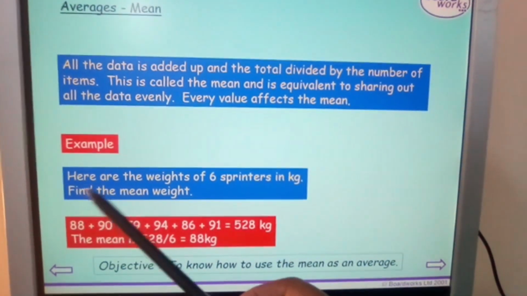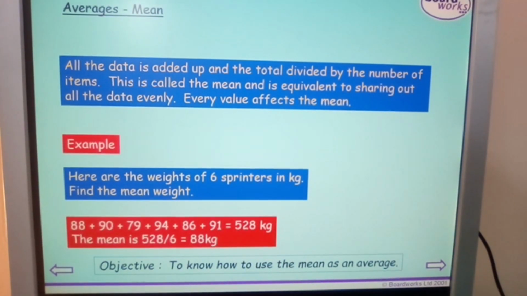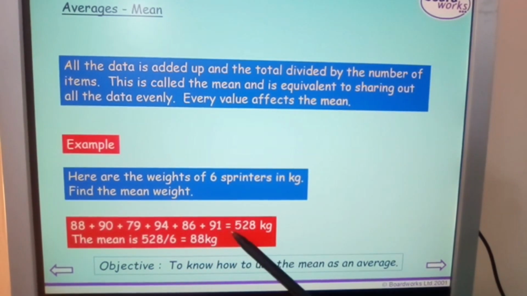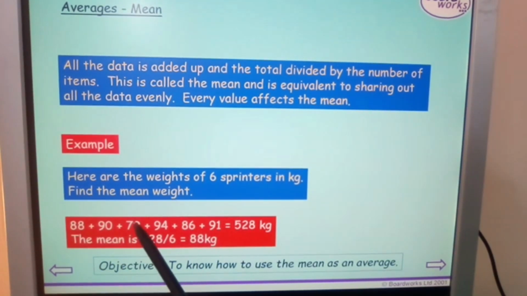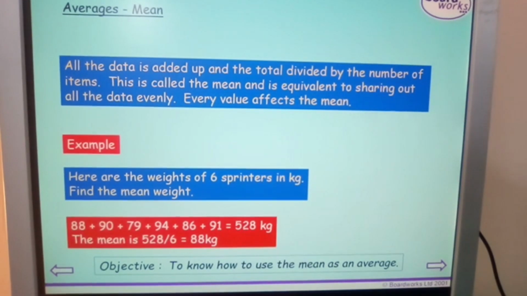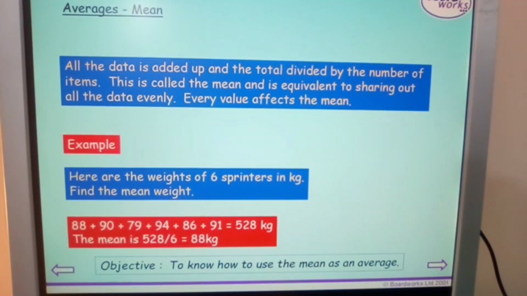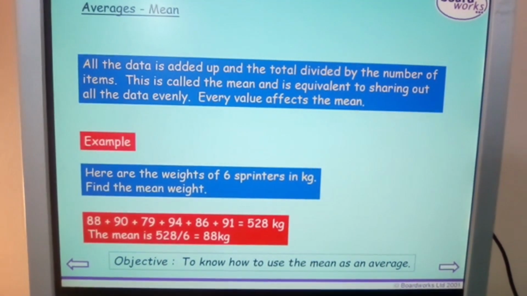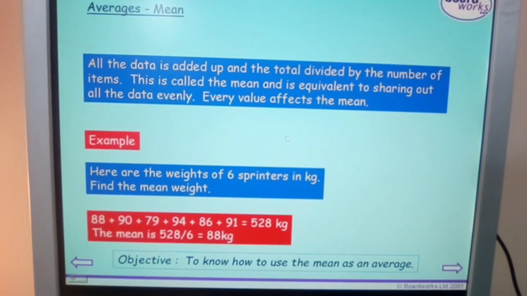Example. Here are the weights of 6 printers in kilograms. Find the mean weight. So 88, 90, 79, 94, 86, 91 equals 528 kilograms. The mean is 528 divided by 6. Why 6? Because we have 1, 2, 3, 4, 5, 6 data pieces. Therefore, the mean is 88 kilograms. Now, do some additional work on this for yourself. Don't take it as read.